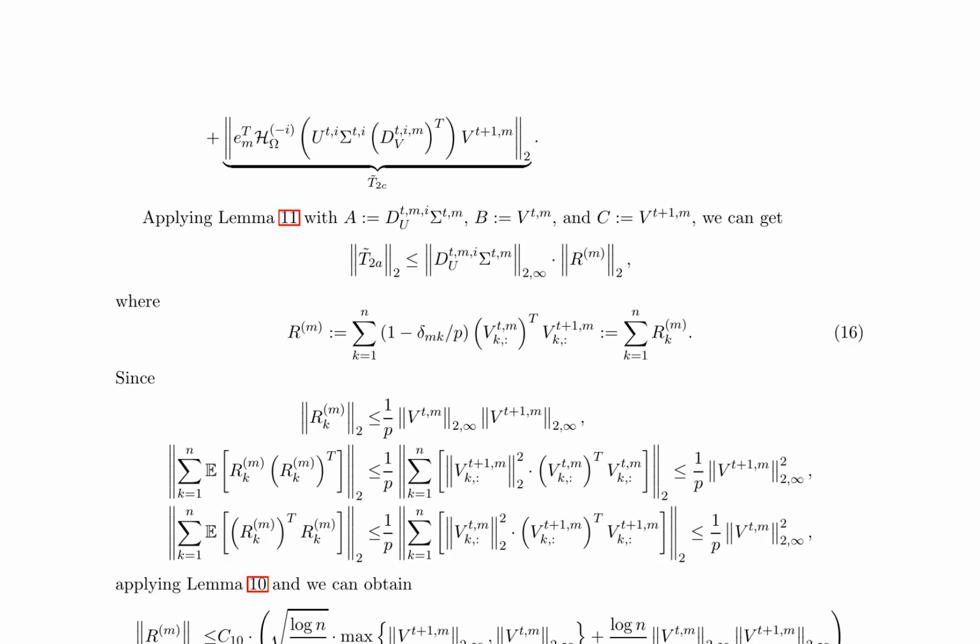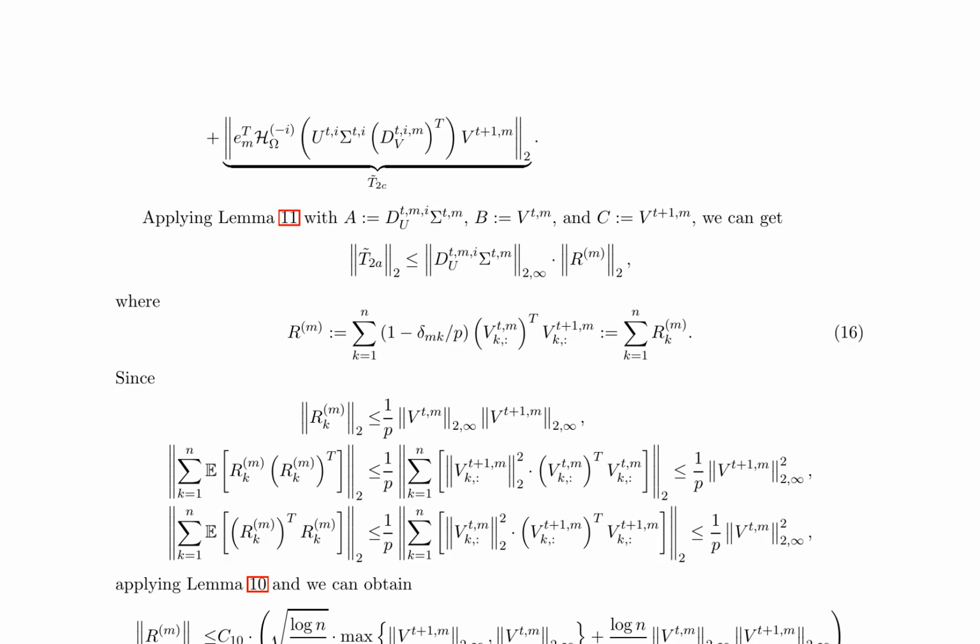Here is a combined summary of pages 19 and 20 of the research paper. The authors apply lemma 11 to derive an upper bound for T2a, which involves the terms dt, m, I, ut, I, sigma t, m, and vt plus 1, m. They then utilize lemma 10 to obtain a further bound, resulting in an expression involving logarithmic terms and the maximum eigenvalues of vt, m and vt plus 1, m.